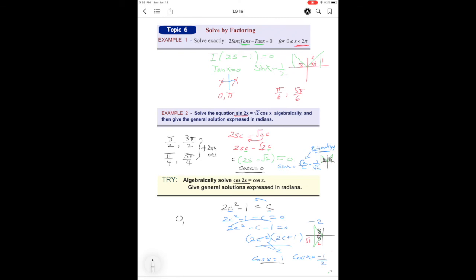So now it's pi subtract pi over 3. So 2 pi over 3. And the other one is pi plus pi over 3, which is 4 pi over 3. And then there's the answer. Now in general, we just add 2 pi n, n an integer.